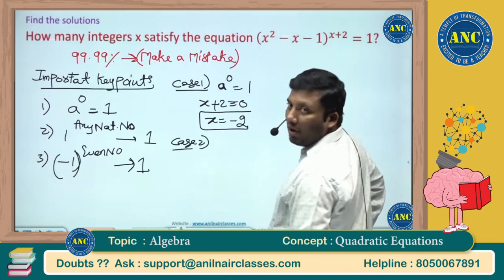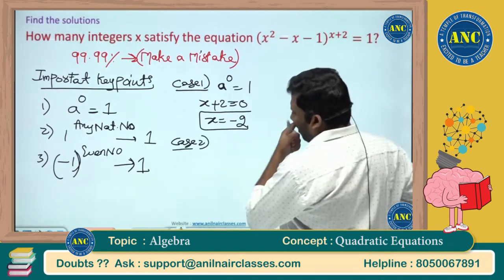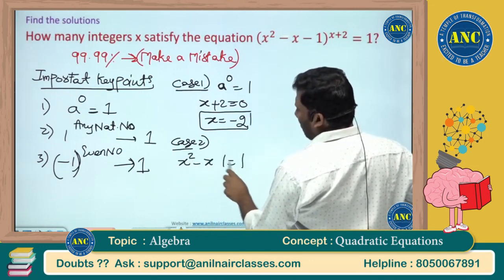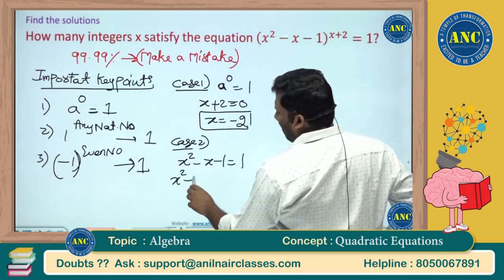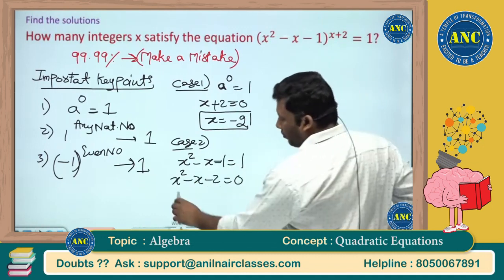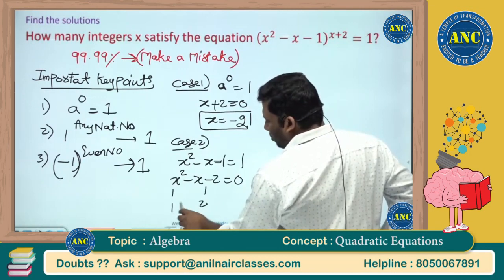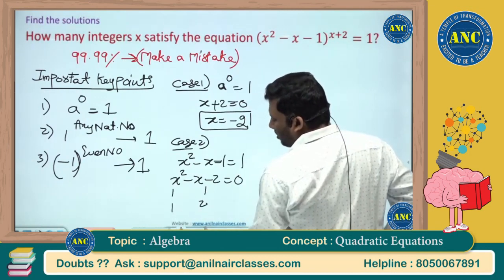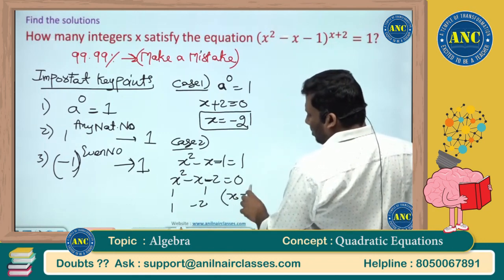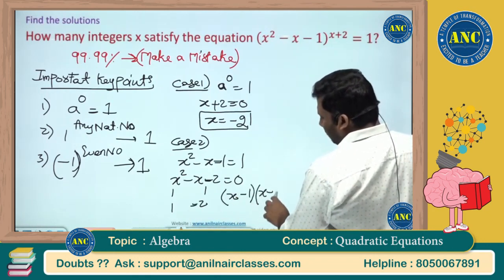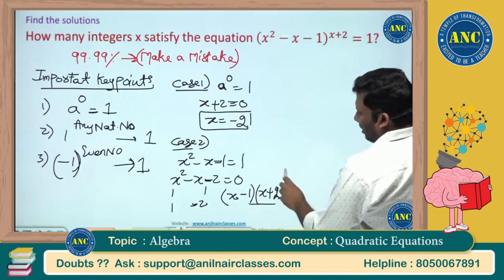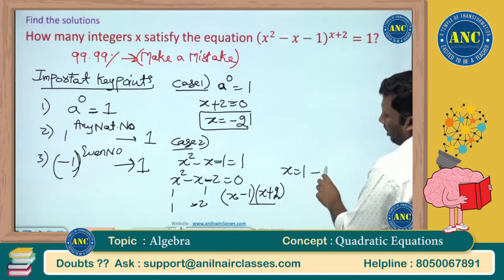Case number 2: base is 1. 1 power any natural number is 1. That means x² − x − 1 is equivalent to 1, so x² − x − 2 is equivalent to 0. Factorizing, it is (x − 1)(x + 2). That means x can be 1 or minus 2.